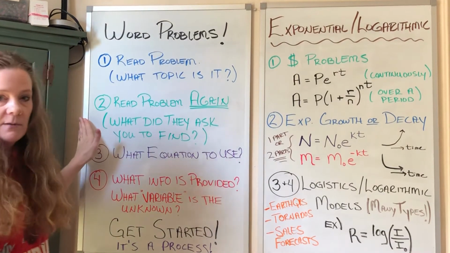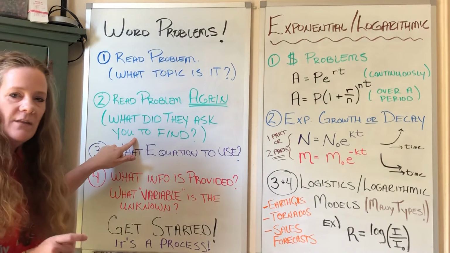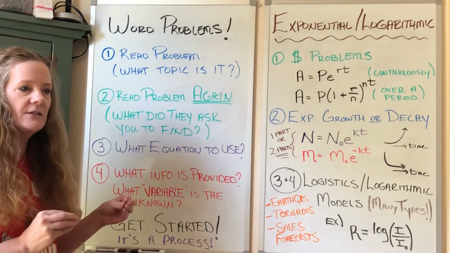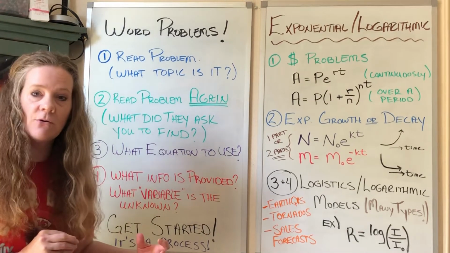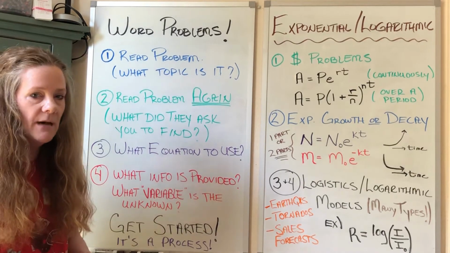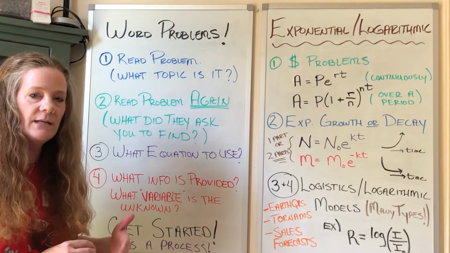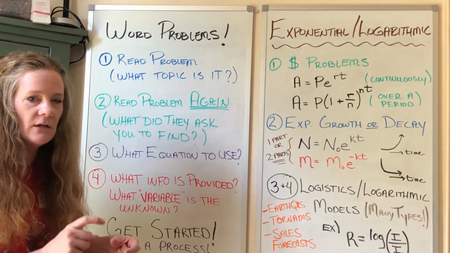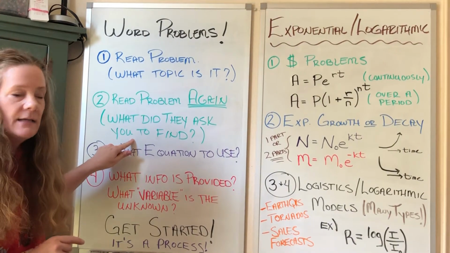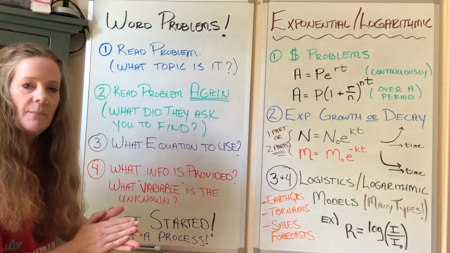Then you're going to read the problem a second time. The second time you read it, you're actually looking for, what are they asking you to find? Are they asking you to find an interest rate? Are they asking you to find the speed of their tornado? Are they asking you to find how long you want to let money sit in an account? So there's something they want you to find. A lot of times that's written at the end of the word problem in the very last sentence, but not always. So you need to seek out, what are you trying to find?